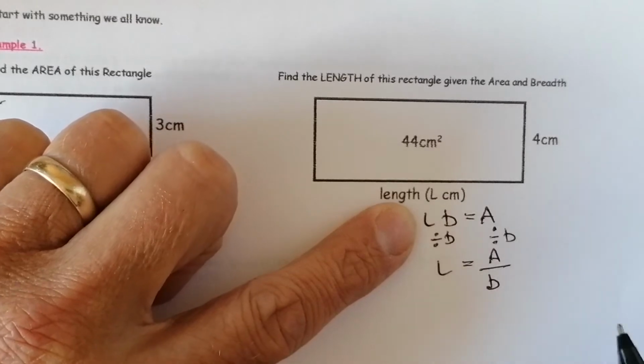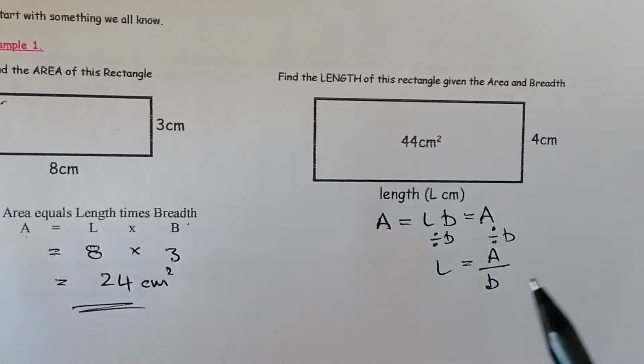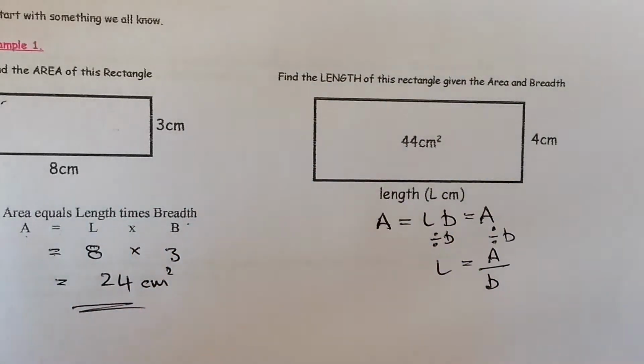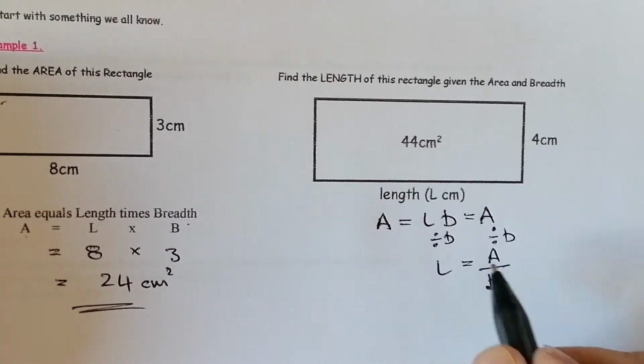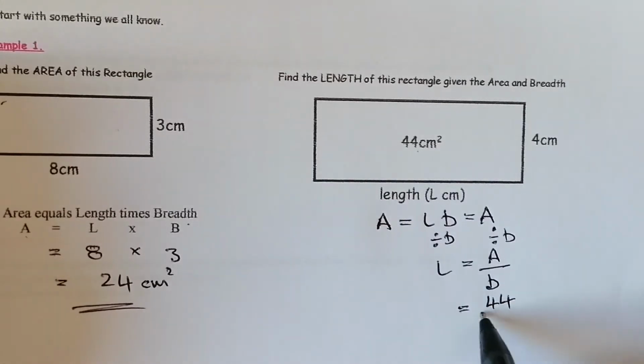So that's a formula I've rearranged to say the length is equal to A over B. I've got a formula that can work that out for any area and any breadth I'm given. So let's work the length out, given the area and the breadth. I'll substitute 44 for the area and 4 for the breadth. 44 divided by 4 works out at 11. We're working in centimetres, so it'll be 11 centimetres because it's a length.